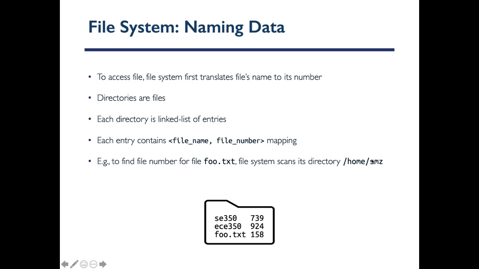So now if, instead of looking for foo.txt, I was looking for home/SMZ/SE350/foo.txt, then I can look at this SMZ, find 739, go now open that file and look at foo there.